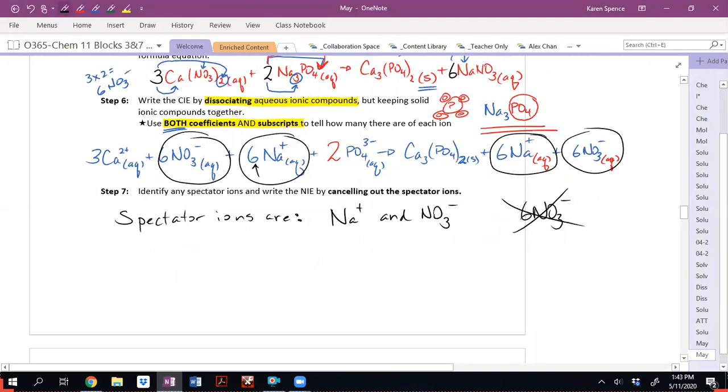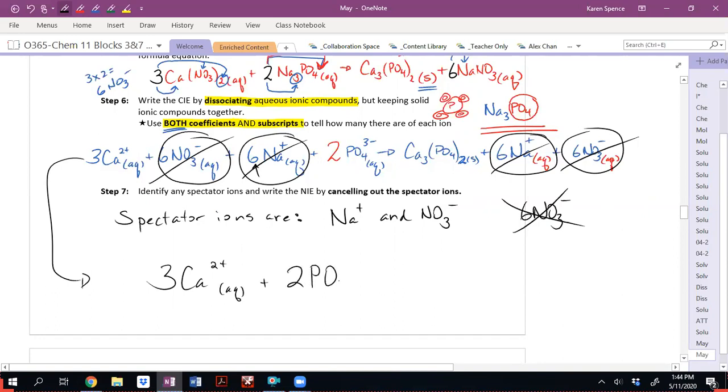So what we're going to do is cancel them out, cross them out, and write what is left over. What is left over is we have 3 calcium, aqueous, plus 2 PO4 3 minus, aqueous, and the only thing left on our product side is the Ca3(PO4)2, solid. And that's it.